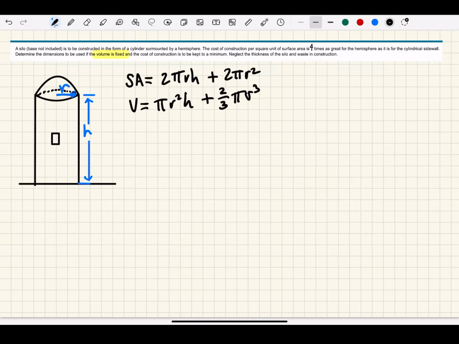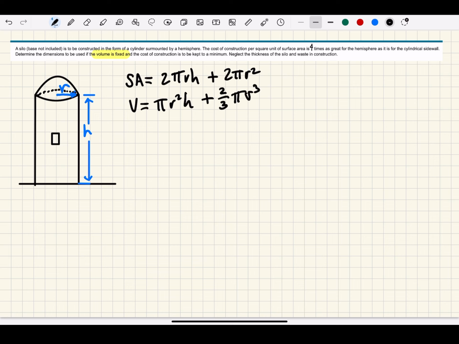A silo, base not included, is to be constructed in the form of a cylinder surmounted by a hemisphere. The cost of construction per square unit of surface area is 4 times as great for the hemisphere as it is for the cylindrical sidewall. Determine the dimensions to be used if the volume is fixed and the cost of construction is to be kept to a minimum. Neglect the thickness of the silo and waste in construction.